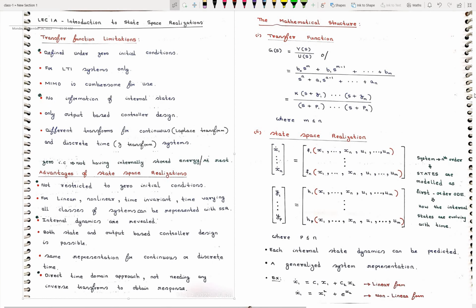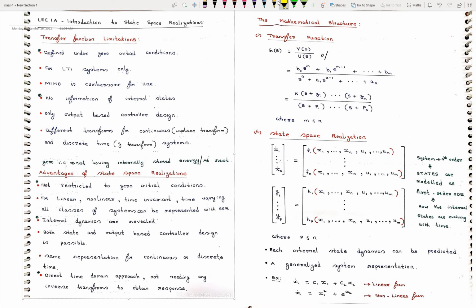So in advanced control system, this is the first video. In this video, I have included a basic introduction on state space realization. Before going to state space realization, here I have mentioned some limitations of the transfer function and how we can overcome them with the advantages of state space realization. Okay, so I'm just highlighting here.